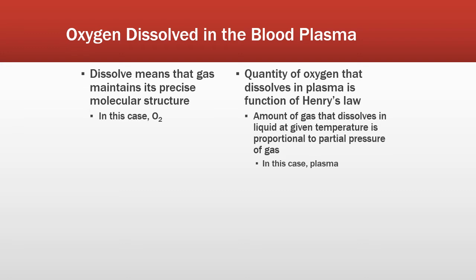First, let's talk about oxygen dissolved in the blood plasma. Dissolved means that the gas maintains its precise molecular structure, in this case O2. The quantity of oxygen that is dissolved in plasma is a function of Henry's law. Henry's law states the amount of gas that dissolves in a liquid at a given temperature is proportional to the partial pressure of the gas, in this case, over the plasma.